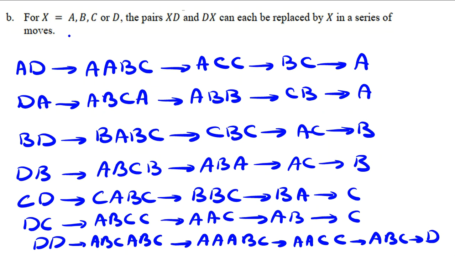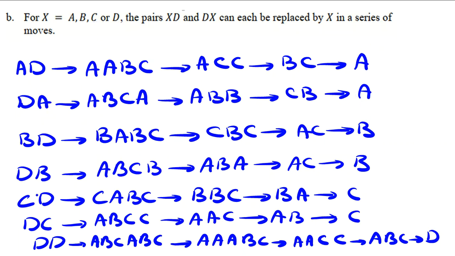So let's read part B. In part B, the problem says for X, A, B, C, or D, the pairs XD and DX can each be replaced by X in a series of moves. Okay, so X can be A, B, C, or D, XD and DX. So if you replace X with A, AD and DA, we should prove that we can reach A. Here X is A, so in each case AD and DA, we should prove that we can reach A. And also X can be B, C, or D.